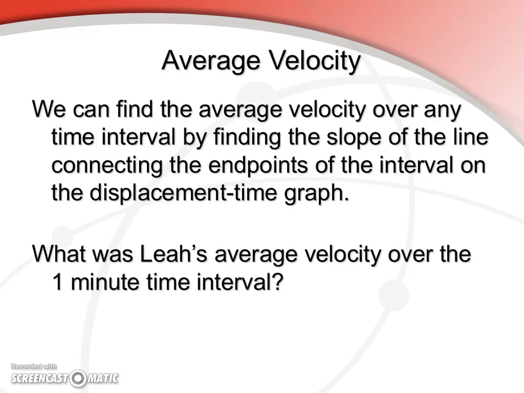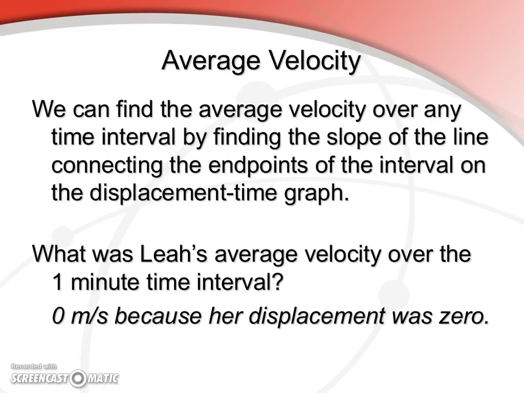Okay, but we can find the average velocity over any time interval by taking the slope from the displacement-time graph. So please go ahead and determine the average velocity over the 1 minute time interval. And hopefully you got 0 meters per second. Since the displacement was 0, that divided by the 60 seconds is 0 meters per second.